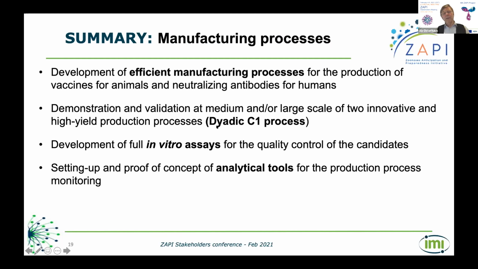I specifically would like to mention Dyadic, the C1, the fungal process there, which gives enormous amounts of antigens. And I think, especially in the face of the world situation with the pandemic, a system where you can produce much more vaccine would be an ideal one to look into. So if that were to be the only spin-off, that would already be fantastic. Well, the development of full in vitro assays for quality control of the candidates, and setting up and proof of concept of the analytical tools for the production process monitoring. So it is really a very complete system altogether.